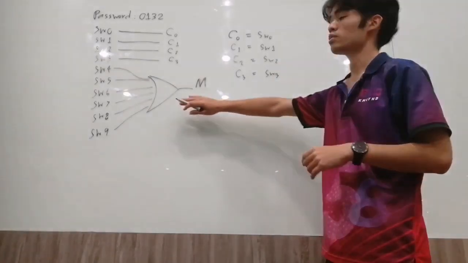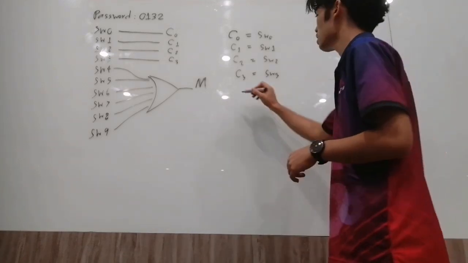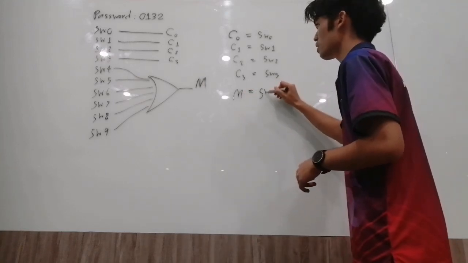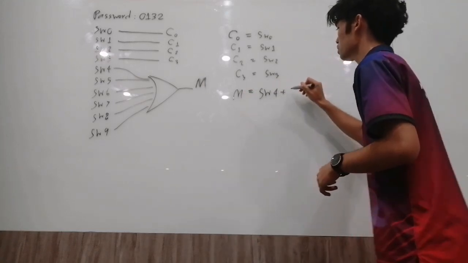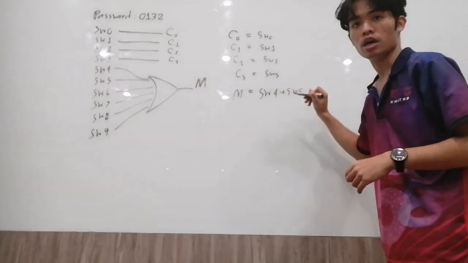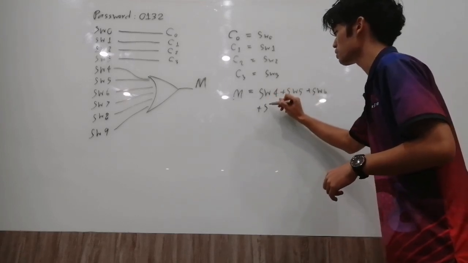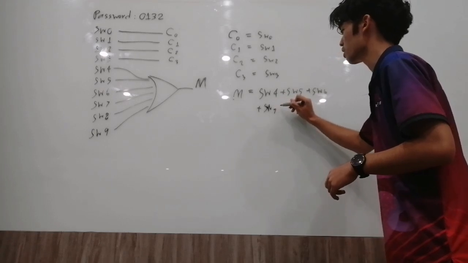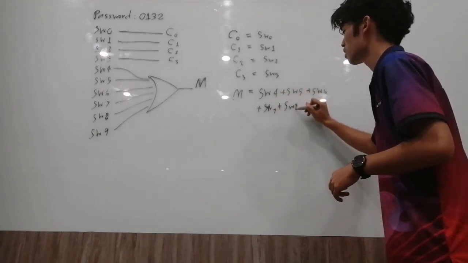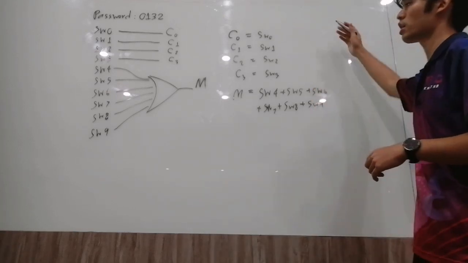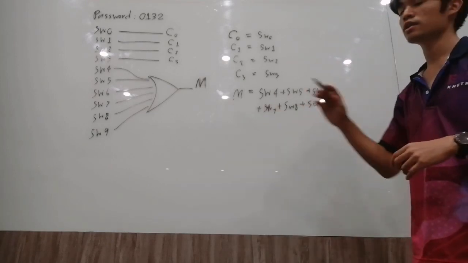Next is the wrong detect equation. M is switch 4 or switch 5 or with switch 6 or with switch 7 or with switch 8 and or with switch 9. So we get all the equations of the pre-processing unit. Next, I will describe the circuit diagram of this circuit.